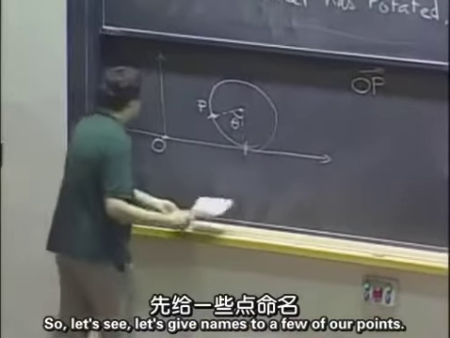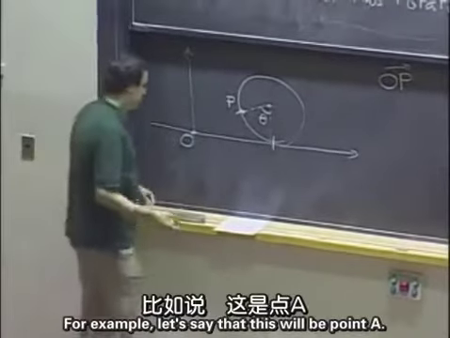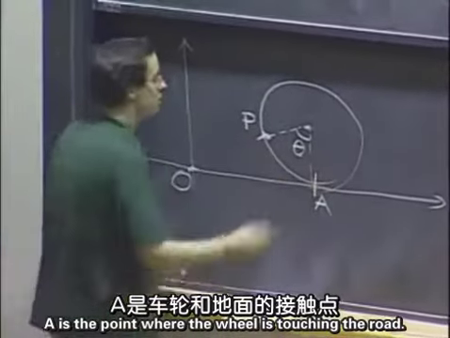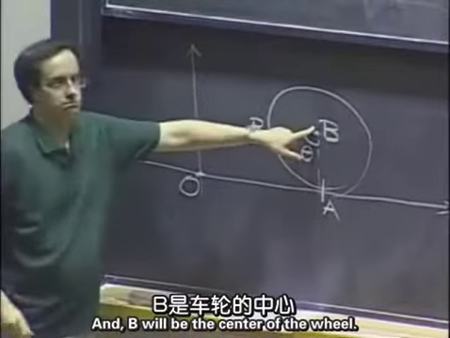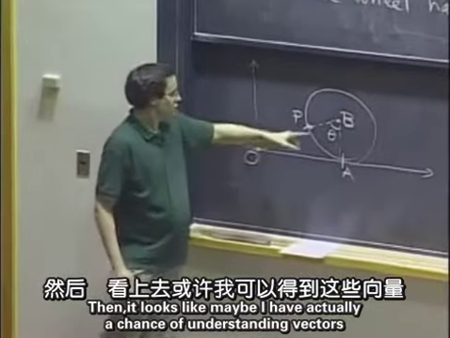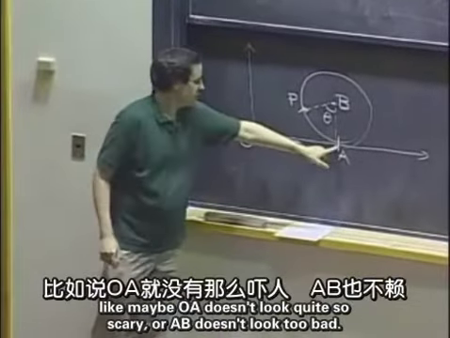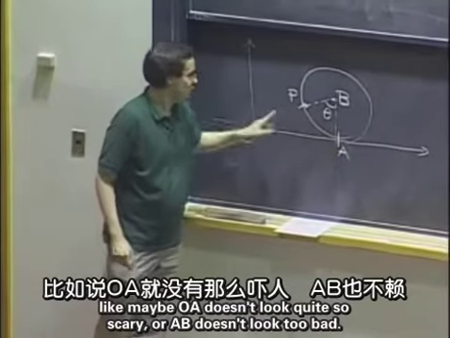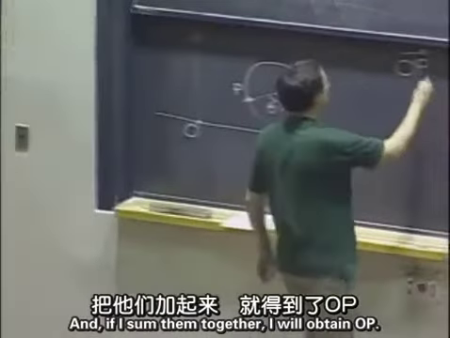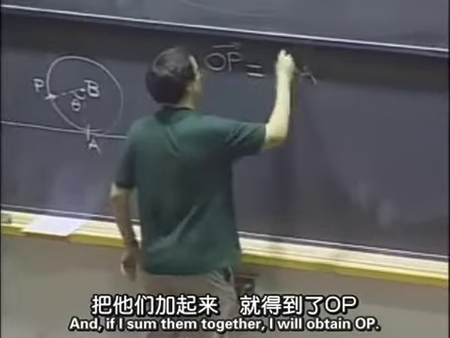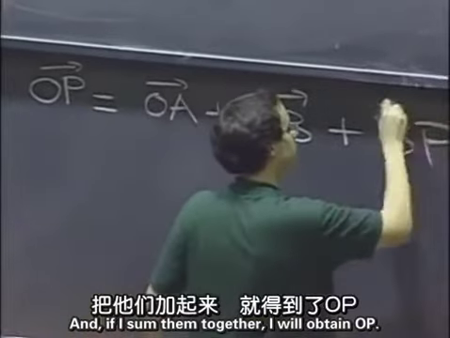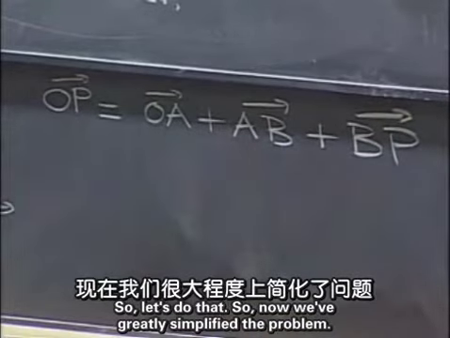So let's give names to a few other points in there. For example, let's say that this will be point A. A is the point where the wheel is touching the road, and B will be the center of the wheel. Then it looks like maybe I have a chance of understanding vectors like OA, which doesn't look quite so scary, or AB, which doesn't look too bad, BP doesn't look too bad, and if I sum them together, I will obtain OP. So let's do that.